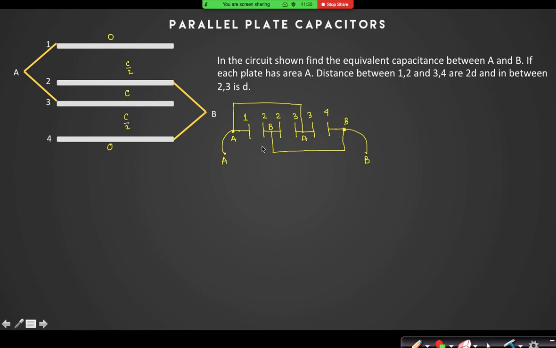So the equivalent capacitance will be the addition of them, C plus C by 2 plus C by 2. Right? So that is 2C. That is equal to 2 into A epsilon naught by D. That should be the answer of this question.